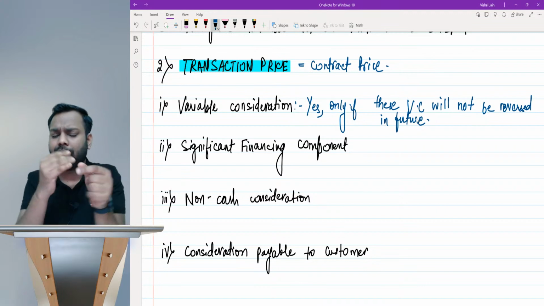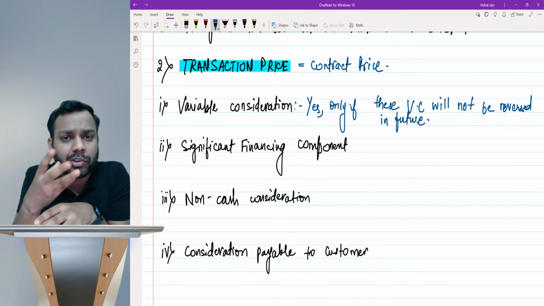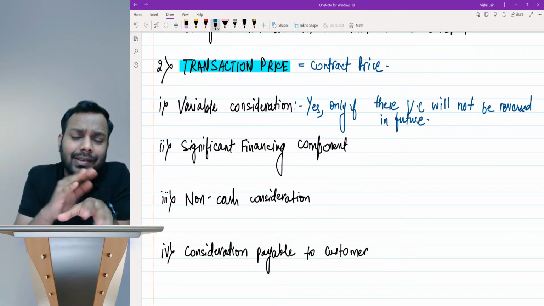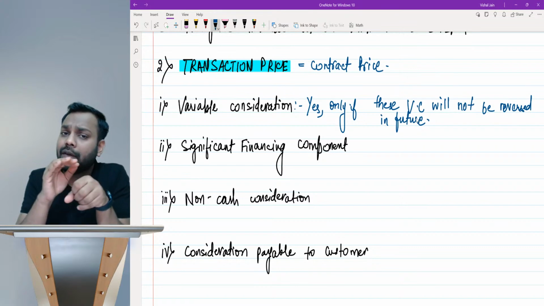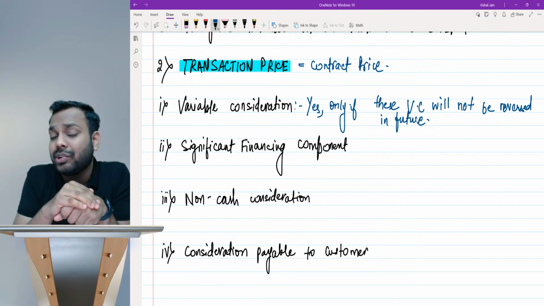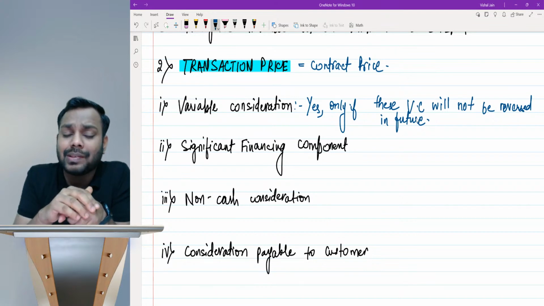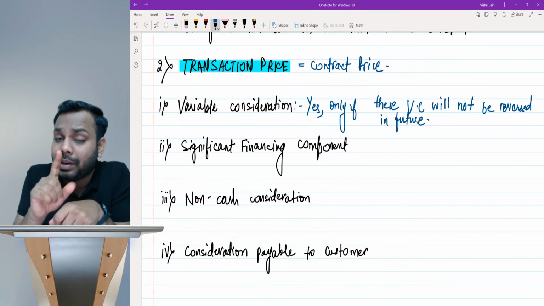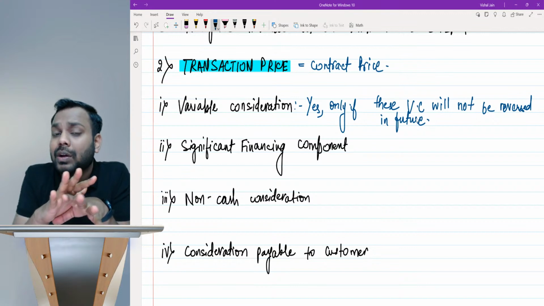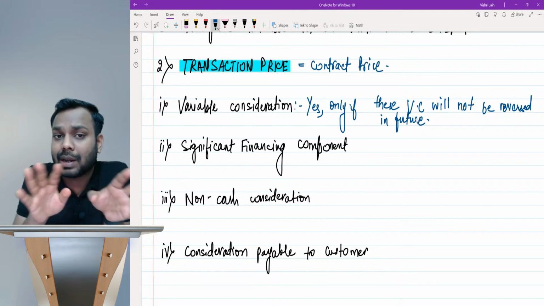Why? Because if you recognize variable consideration as a transaction price, you will allocate it to performance obligations, and once you allocate it to performance obligations, you might recognize it as revenue now. If you recognize something as revenue now, you will not want to reverse it in the future. So whenever you are recognizing variable consideration as a transaction price, recognize it only if you are reasonably certain. Otherwise, do not recognize it.